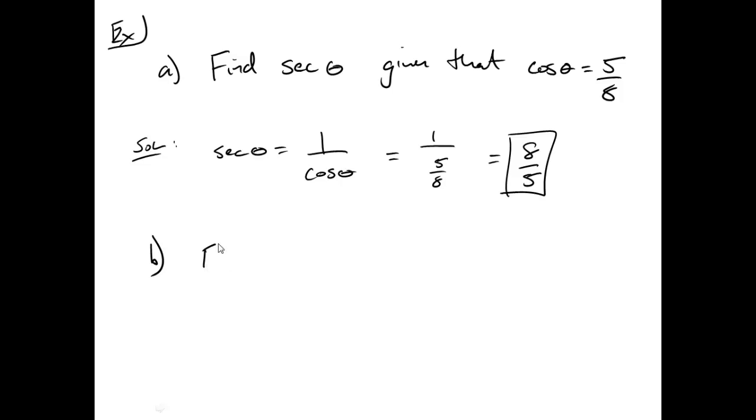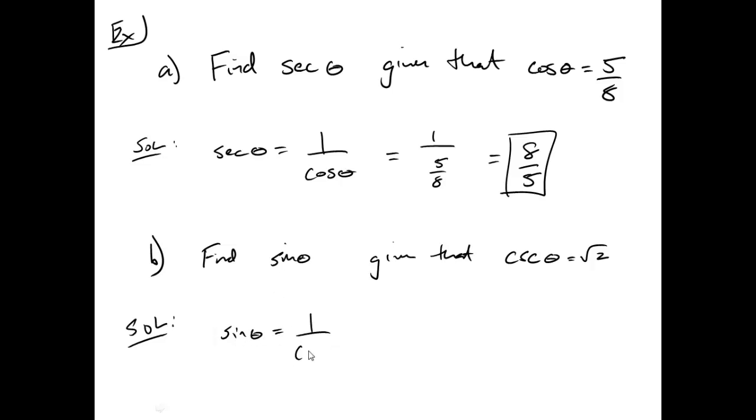Part B. If I said to find sine theta, given that cosecant theta equals √2. Well, for our solution, we know that sine goes with cosecant, so sine theta is equal to 1 over cosecant theta, which is just 1 over whatever we have here. So 1 over cosecant theta is 1 over √2. And you could leave it like that. I wouldn't be bothered by it.